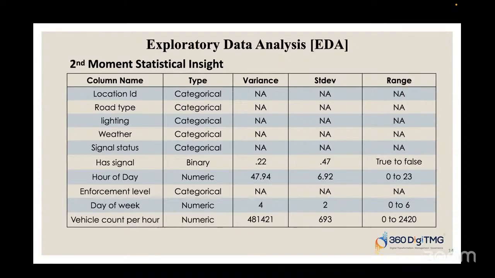In the second moment decision, we also found the variance, standard deviation, and range of the columns. Through that we found that the hour of day variance is 6.92 hours, so the deviation is quite high. For that we have to do some kind of pre-processing step.